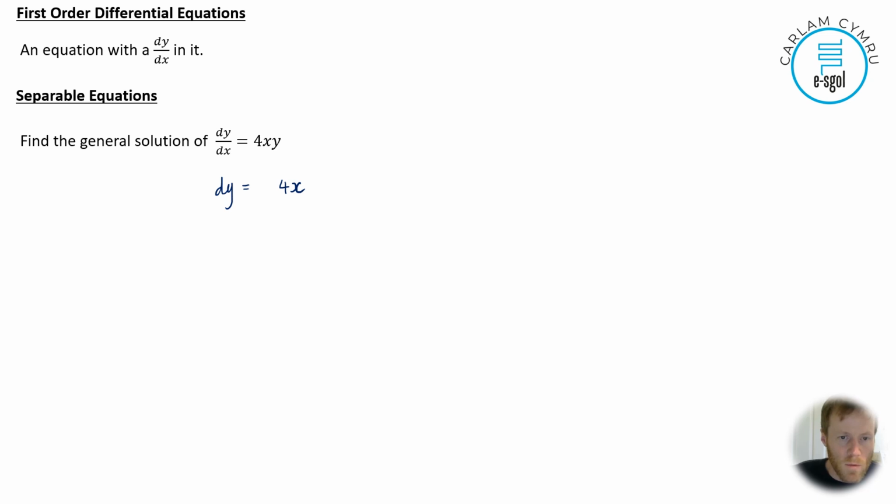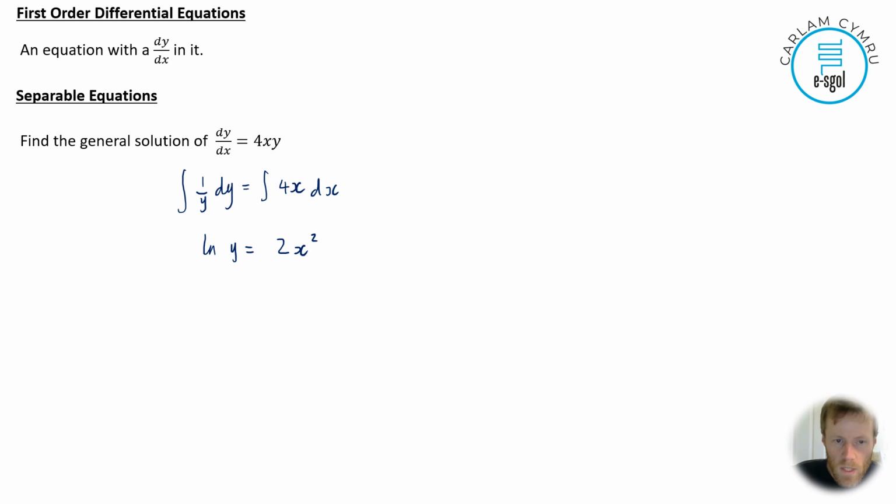And then what we'll do is bring the y to the left hand side, so that's 1 over y, and we'll bring the dx to the right hand side, and then we'll put an integration sign in front of them, and we'll integrate both sides. So we're integrating the left hand side with respect to y, so that's giving us natural log of y, and we're integrating the right hand side with respect to x, so that's giving us 2x squared.